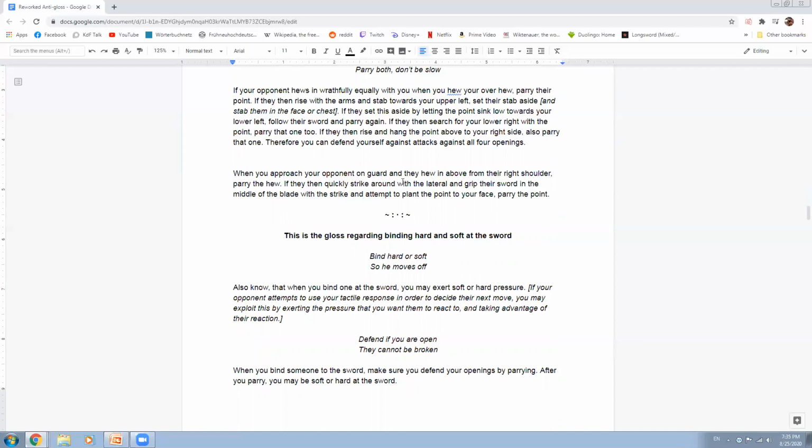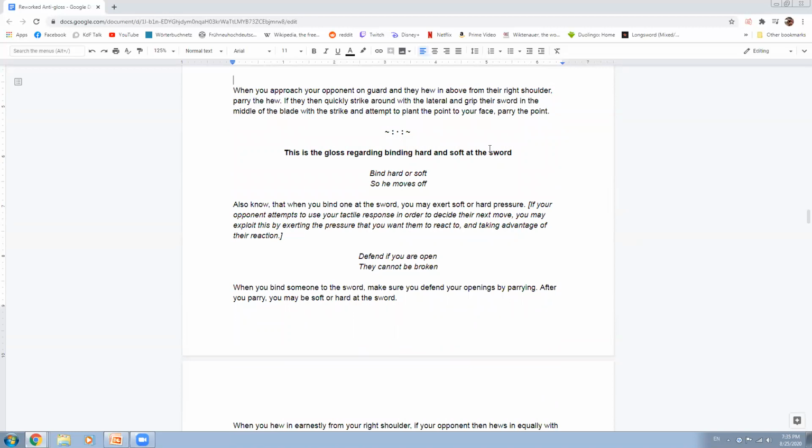When you approach your opponent on guard and they hew from above from the right shoulder, parry the hew. If they then quickly strike around with the lateral and grip their sword in the middle of the blade and strike and attempt to plant the point in the face, then parry the point. So that's the Ringeck Absetzen there.